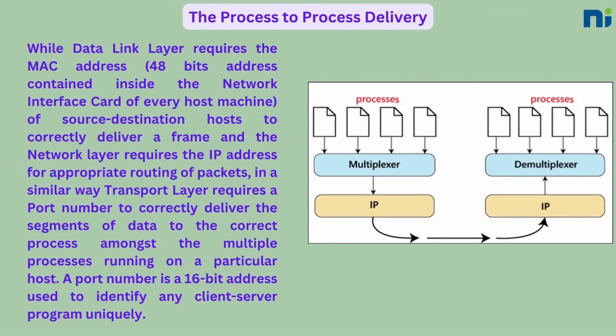The process-to-process delivery. While the data link layer requires the MAC address, a 48-bit address contained inside the network interface card of every host machine, of source and destination hosts to correctly deliver a frame, and the network layer requires the IP address for appropriate routing of packets, in a similar way, the transport layer requires a port number to correctly deliver the segments of data to the correct process amongst the multiple processes running on a particular host. A port number is a 16-bit address used to identify any client-server program uniquely.